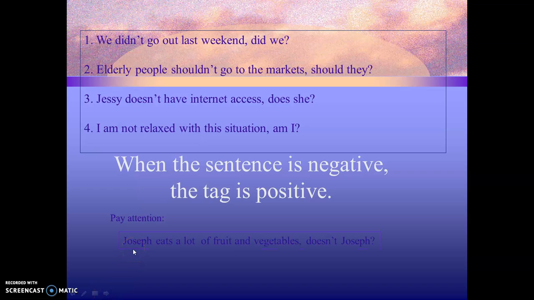Look at this example. Joseph eats a lot of fruit and vegetables. Doesn't Joseph? Do you think this sentence is okay? No, this sentence is wrong because we can't use subjects. We have to use a personal pronoun, the same personal pronoun that represents the subject.